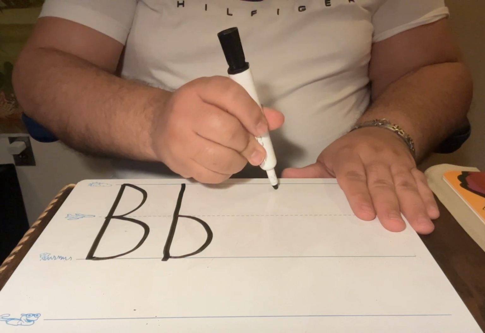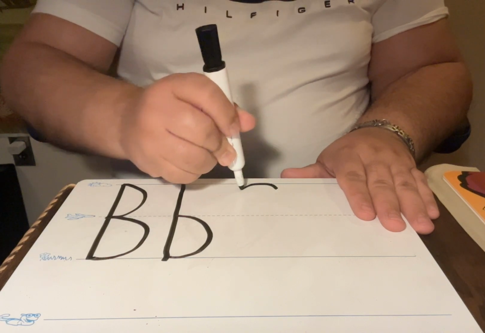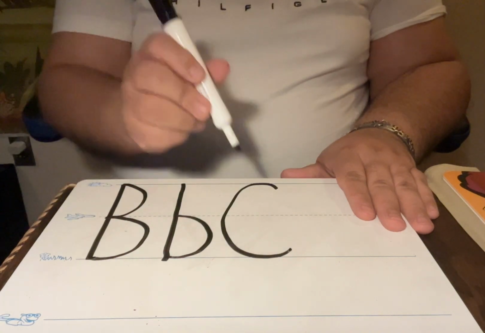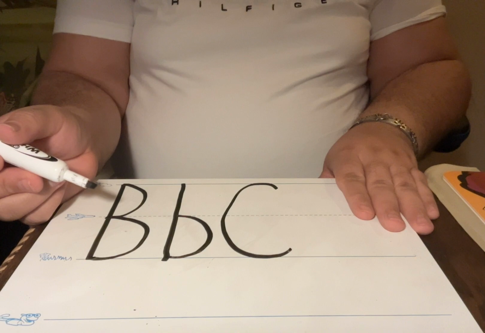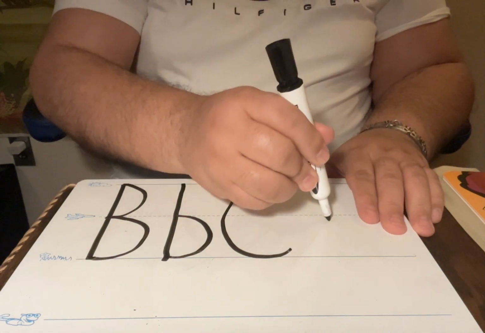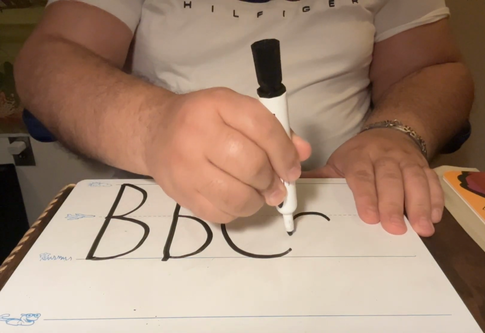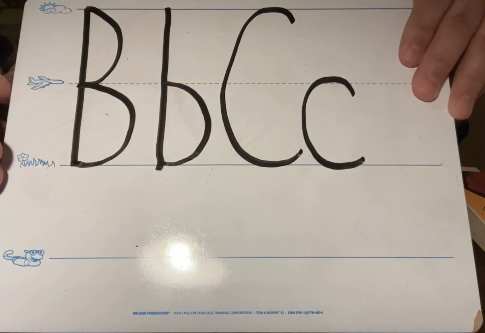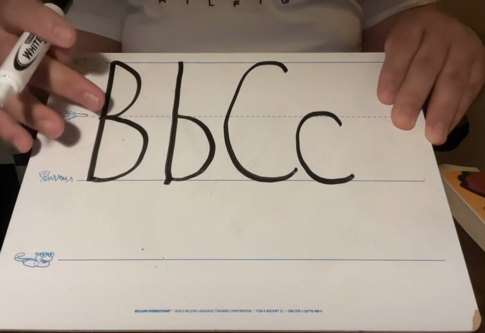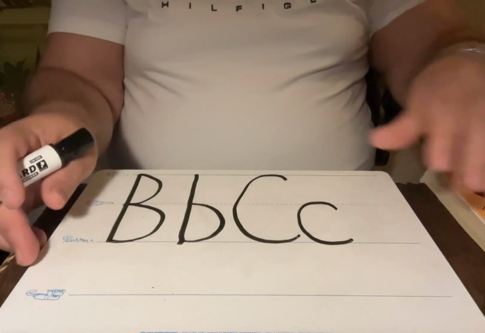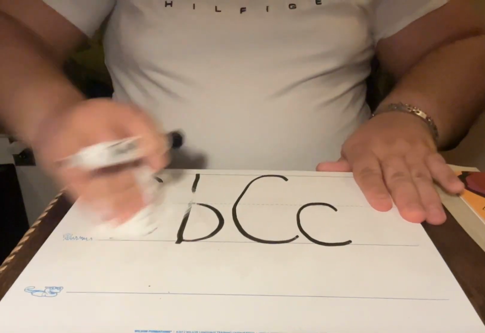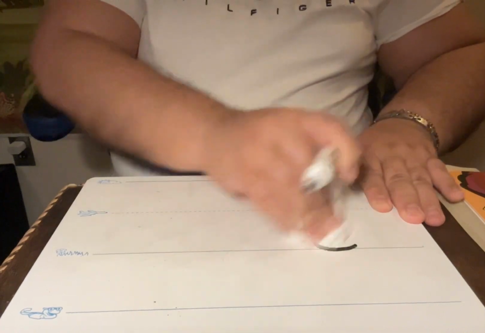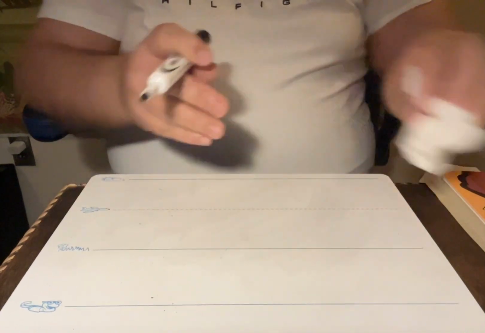You start on the sky and you make a curve and down to the grass. That's capital C. And then lowercase c, you start on the plane line in a curve and you touch the grass. And that's C, cat, k, and B, bat, b. I'm going to erase it because I have no space. Make sure you're using a tissue and a dry erase marker.